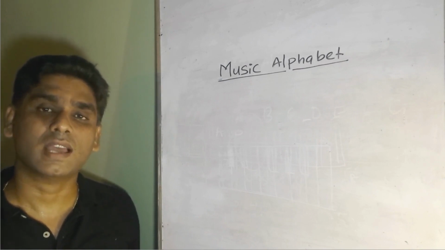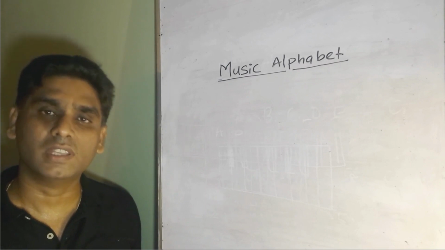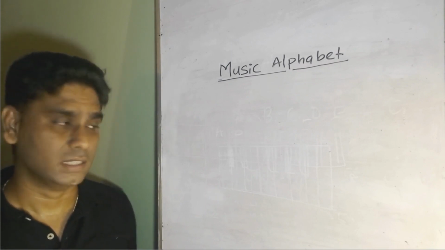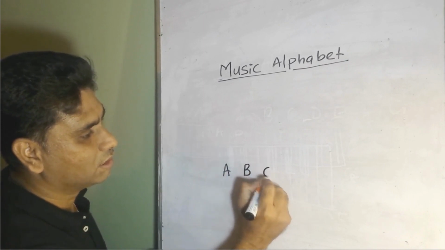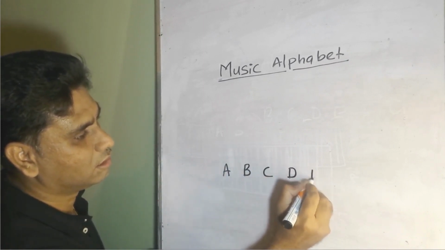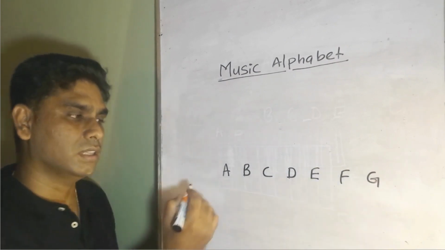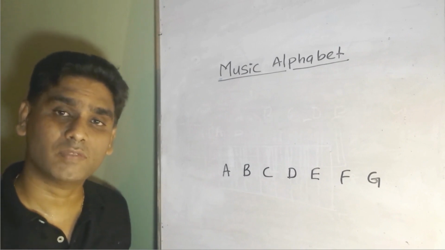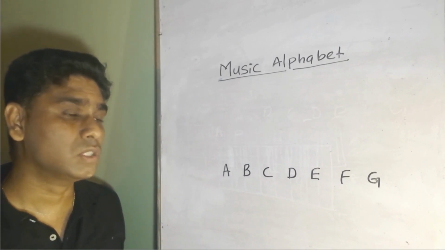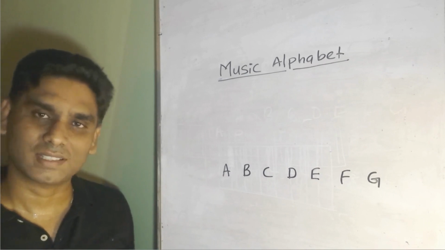So what is this alphabet? It is the first 7 letters of the English alphabet. It is A, B, C, D, E, F, G. This is the music alphabet. When writing the music alphabet, you have to always write in capital letters. Do not use small letters.